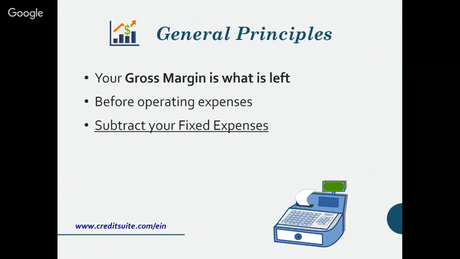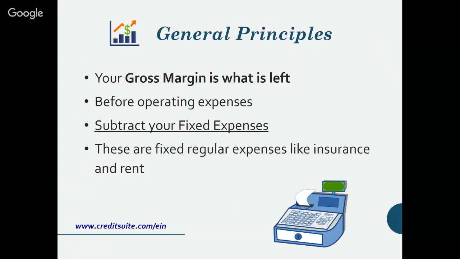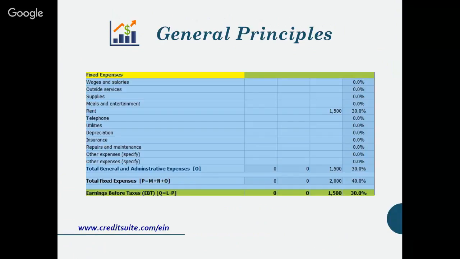Before your actual operating expenses, you subtract your fixed expenses. Now, these are fixed regular expenses like insurance or rent. So a fixed expense is something that's not variable. It doesn't change. So we're in an office here. We have insurance we pay every month. We have rent we pay every month. So fixed expenses are expenses that never change. They stay fixed versus being variable from time to time.